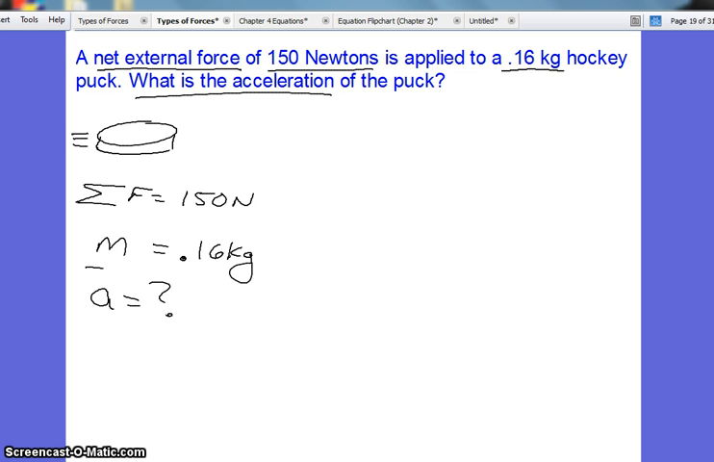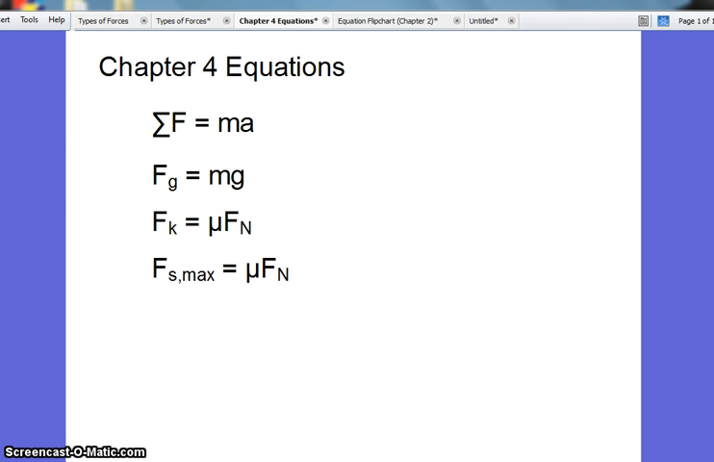Based on the information that we are given, we're going to use the second law of motion. So if we flip over here to our second law of motion equations, we see that we know sigma F and we know M, and we're asked to solve for A. So this is the equation we're going to use, that first equation.